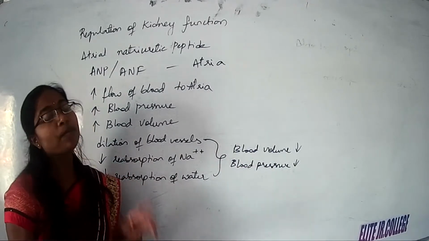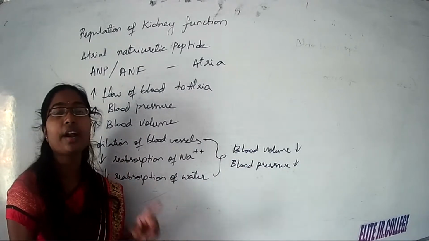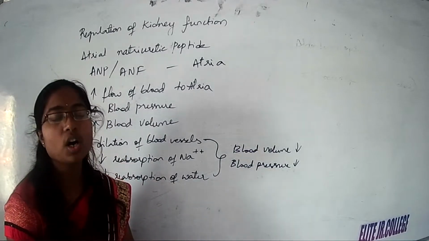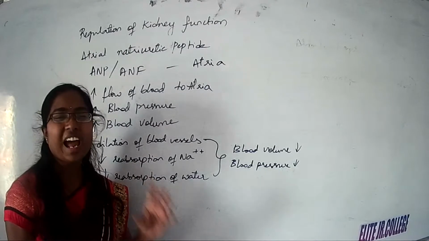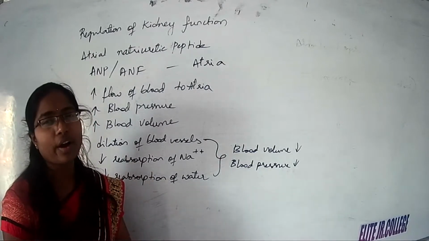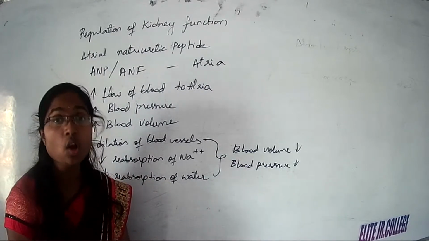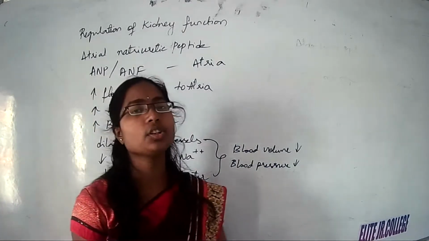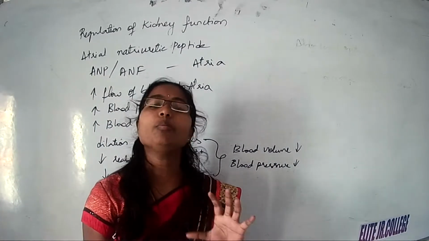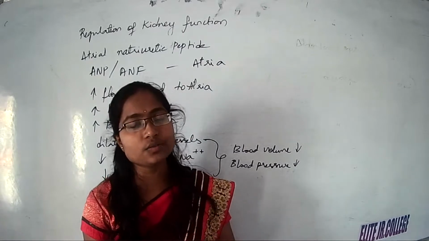It means that the atrial natriuretic factor and the RAS are going to work antagonistically to each other. Both of them work opposite to each other. In that way, they regulate each other's function.